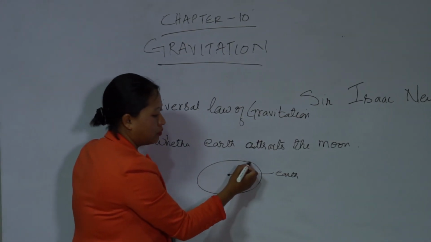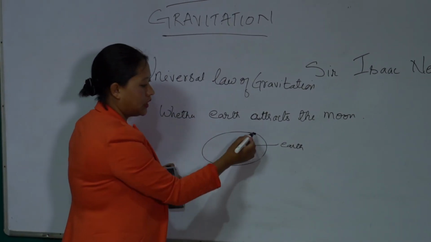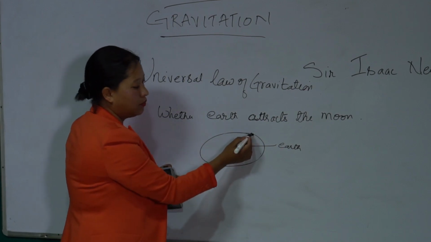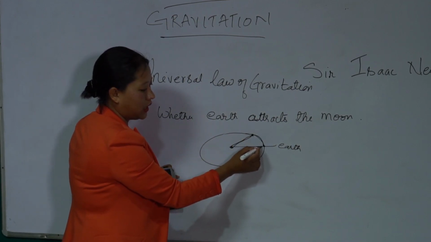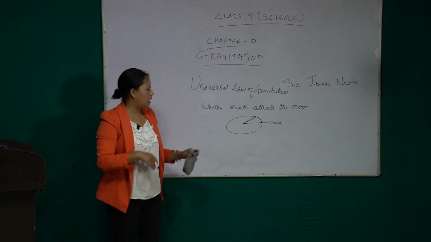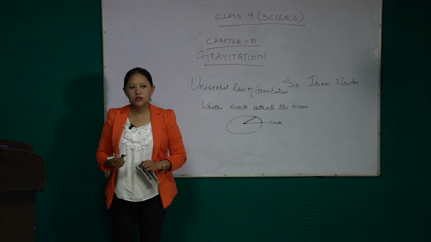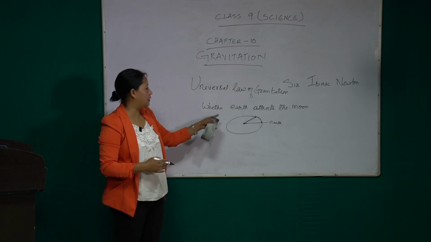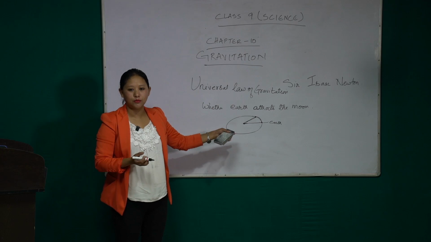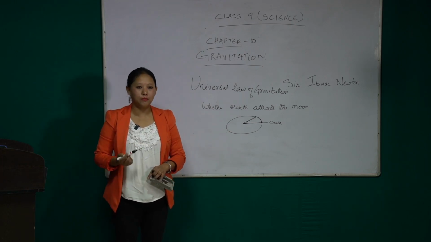That means if the moon comes at this point, because of this centripetal force, it is attracted towards the center. The moon will again come at this point. Again, the moon is being attracted towards the center, towards the Earth. And because of this, the moon is moving in a circular motion. Otherwise, if the Earth is not attracting the moon, then the moon would have gone in a straight line path.